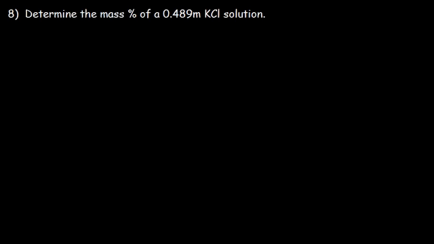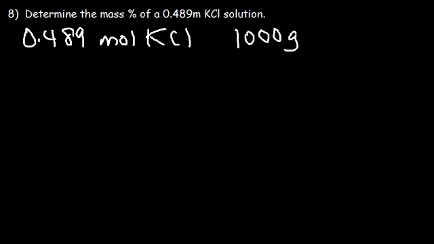Number 8. Determine the mass percent of a 0.489 molal KCl solution. So the mass percent is the mass of the solute divided by the total mass, which is the mass of the solution, times 100%. So if we have a 0.489 molal solution, that means that there's 0.489 moles of solute, which is KCl, per 1 kilogram of solvent, or 1,000 grams of water, which is 1 kilogram.